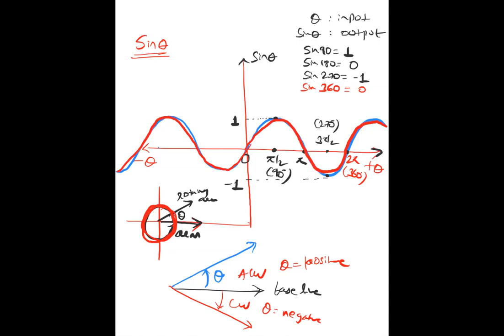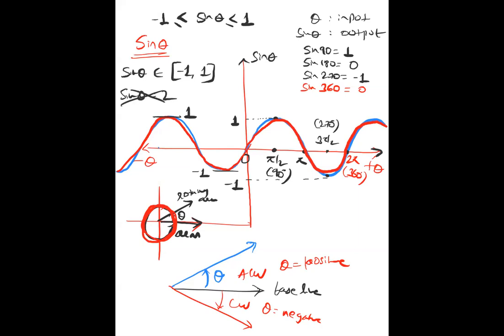So from here we are understanding that the range of sine theta is from +1 to -1. That means sine theta always belongs to -1 to +1. It is never more than +1 and it is never less than -1. If somebody tells you that sine theta is 2, that is absolutely wrong. It is always between -1 and +1.